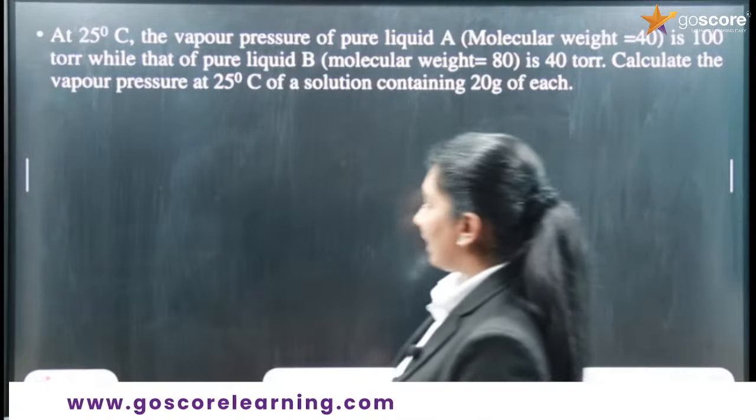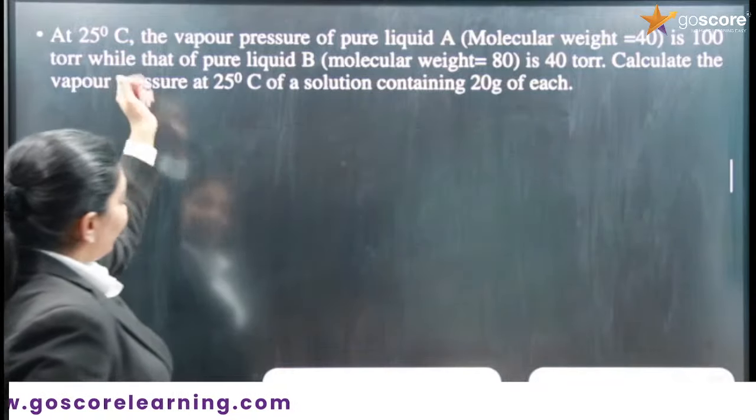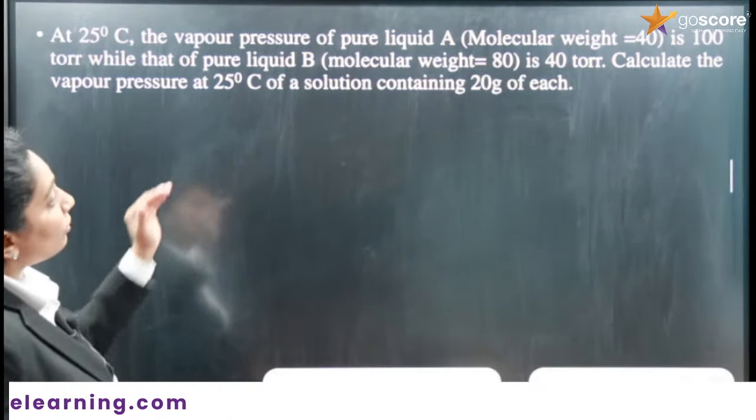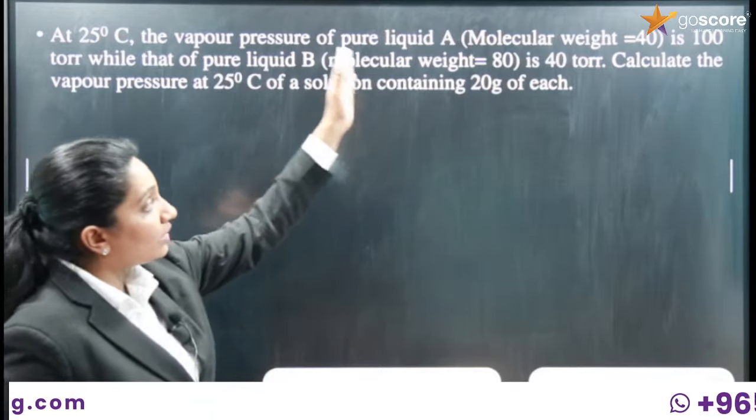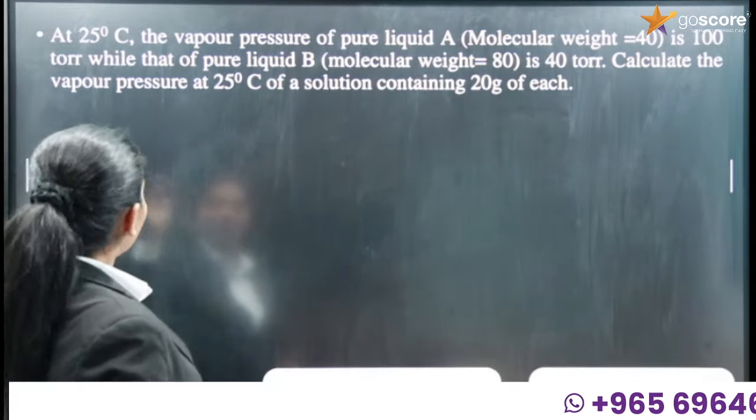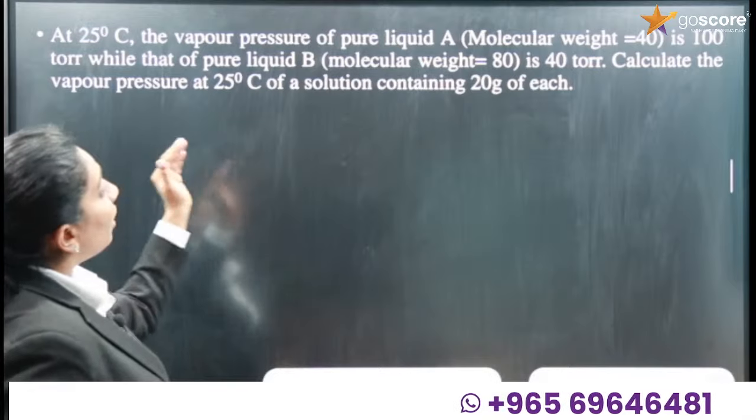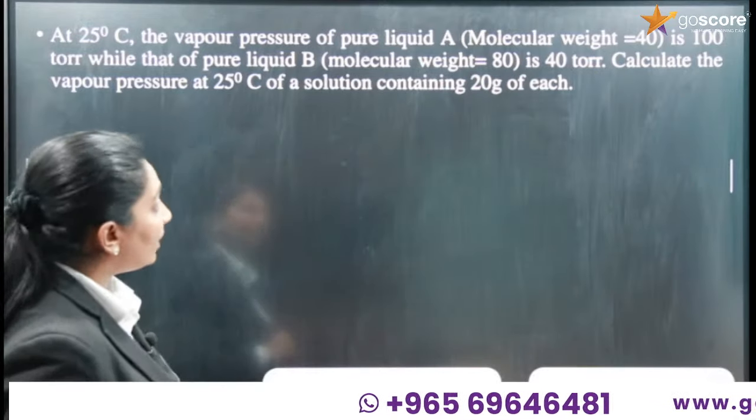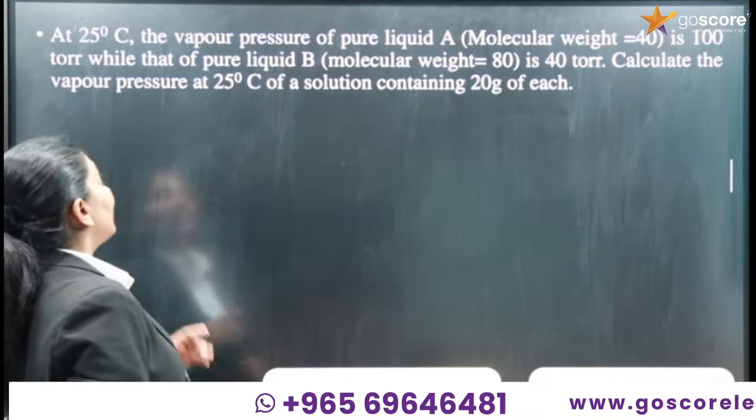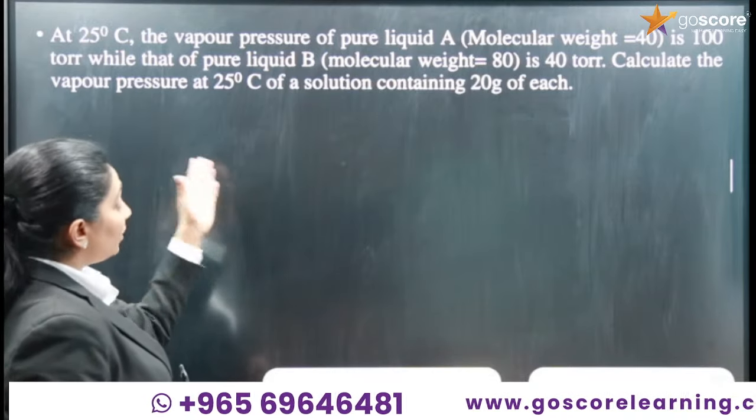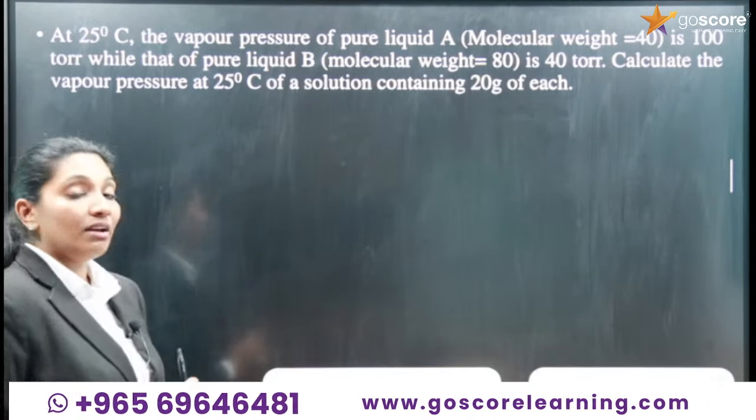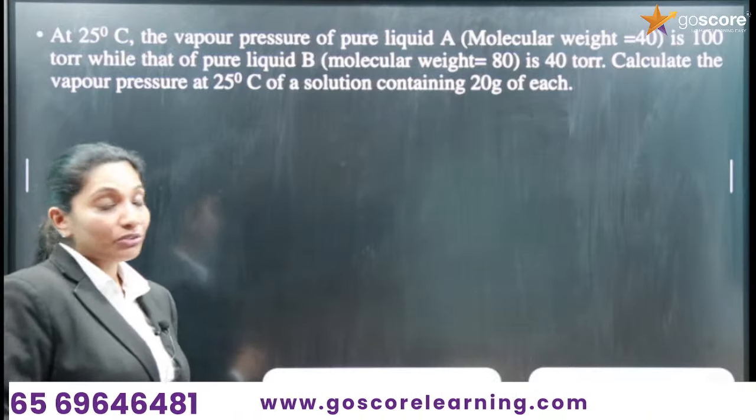So, the first one is: at 25 degrees Celsius, the vapor pressure of pure liquid A, having molecular weight 40, is 100 torr, while that of pure liquid B, with molecular weight 80, is 40 torr. Calculate the vapor pressure at 25 degrees Celsius of a solution containing 20 gram of each.